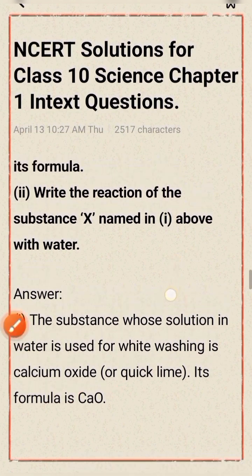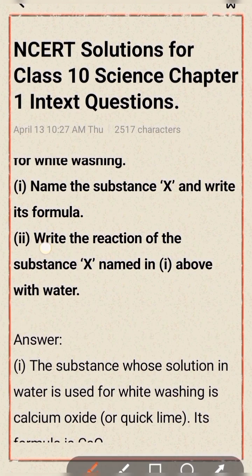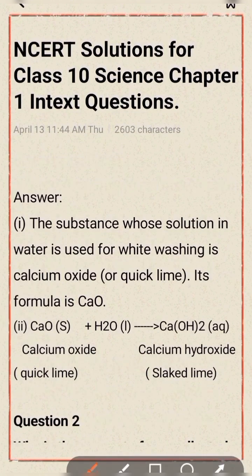Next part, explain this part. Write the equation for substance X named in one above with water. From the equation we explained above, if we mix water, we will explain what the product will be. Calcium oxide CaO solid, that is quicklime, plus water H2O liquid form calcium hydroxide, that is an aqueous solution called calcium hydroxide, that is slaked lime.